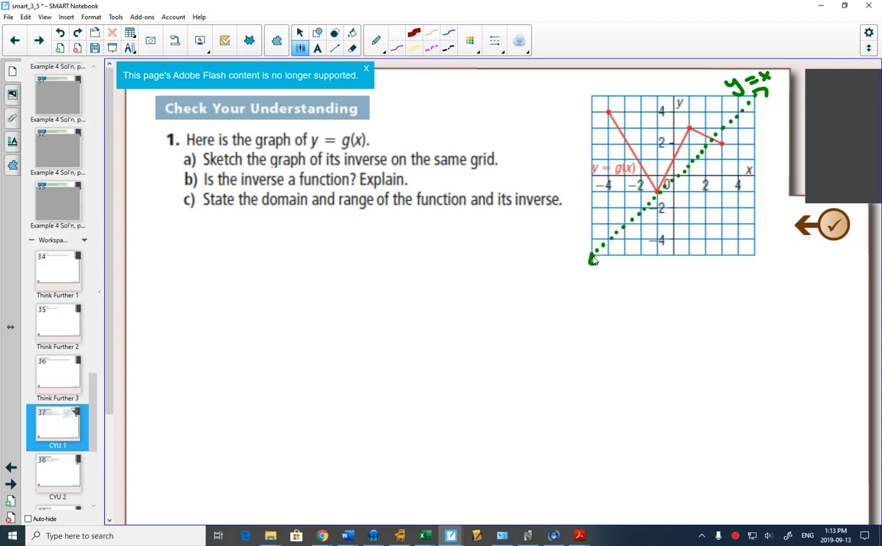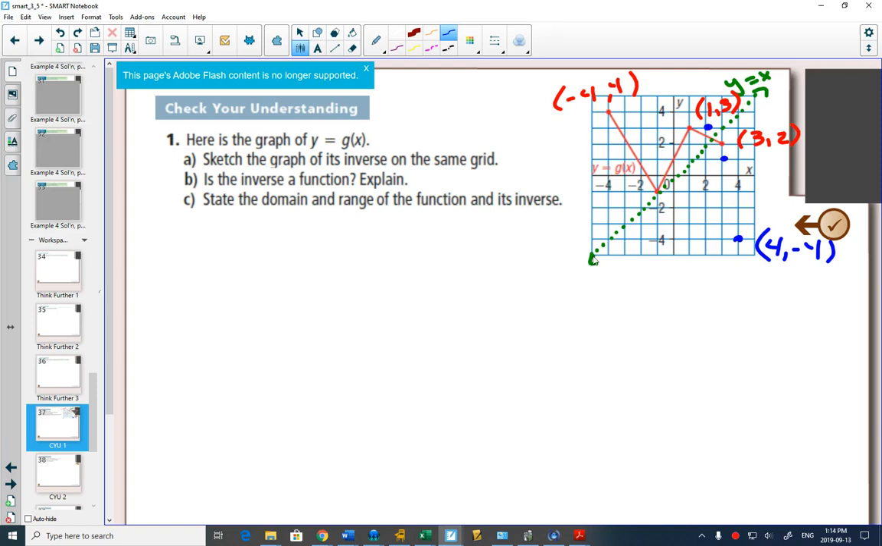is take some of the points that you have, like negative 4, comma 4. We've also got 1, comma 3, and 3, comma 2. Take those points and switch the x and the y coordinates. Well, what happens to negative 4, comma 4? It's going to be at 4, comma negative 4. 1, comma 3 becomes 3, comma 1. 3, comma 2 becomes 2, comma 3.